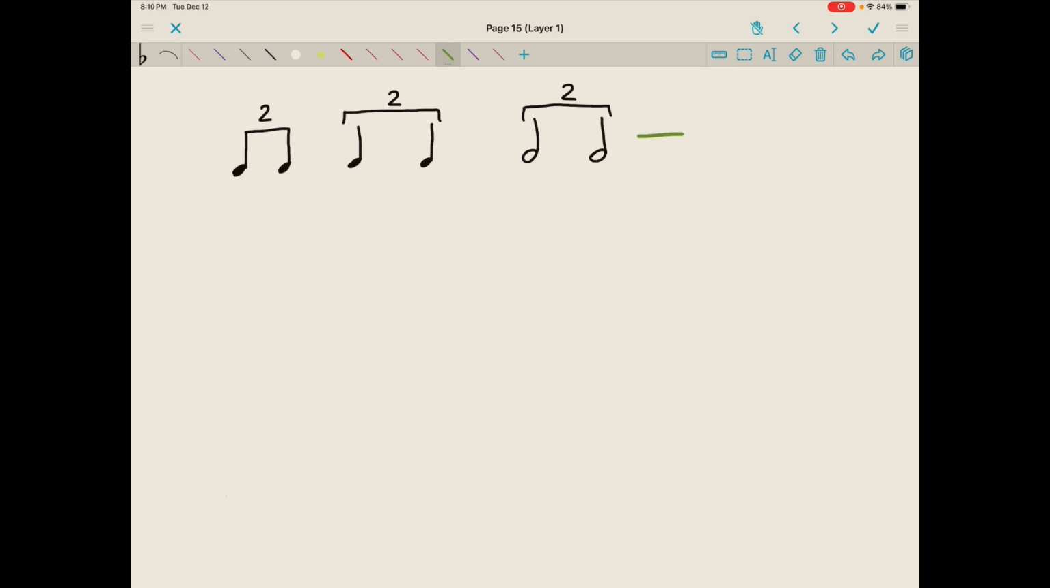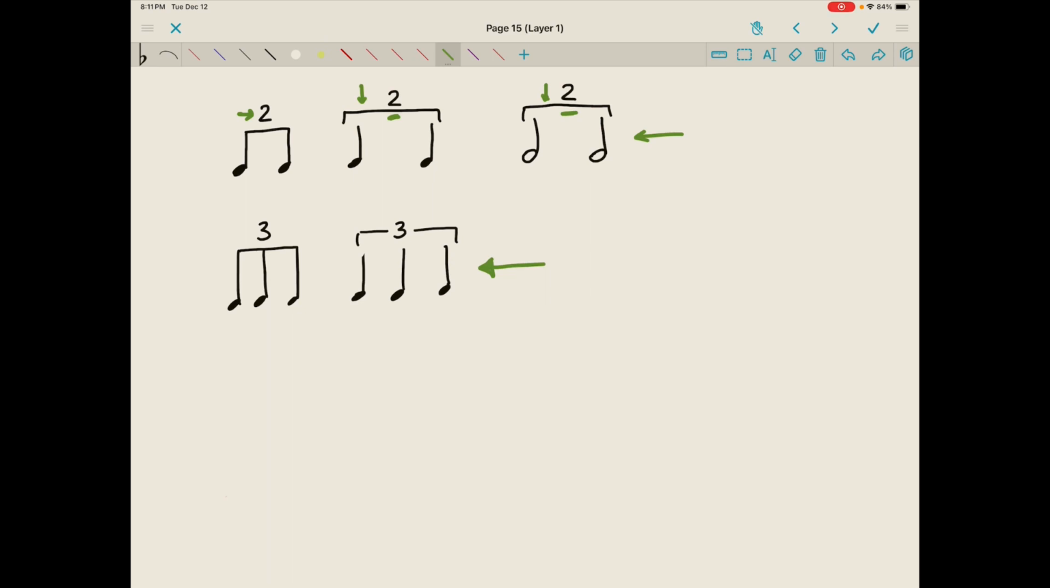So these would all be examples of duplets, which would be a dividing of the beat into 2 equal parts in a meter where that's not normally permissible, like compound meter, because in compound meter the beat naturally divides into 3 equal parts. Notice we have the bracket and the 2 when we have quarter note or half note duplets. We don't need that bracket when we have 8th note or 16th note duplets, but we do still need this 2. These would be examples of triplet tuplets, triplets.